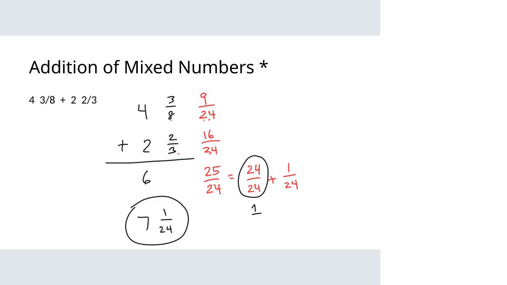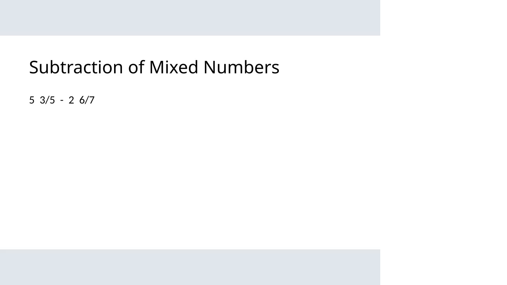And that was our most common answer there. But if anybody has any questions about that, don't hesitate to let me know. Okay, let's look at subtraction. Subtraction of mixed numbers. Here we're going to use a very similar approach to what we just saw with addition. We're going to have 5 3/5 minus 2 6/7. I want to subtract those.